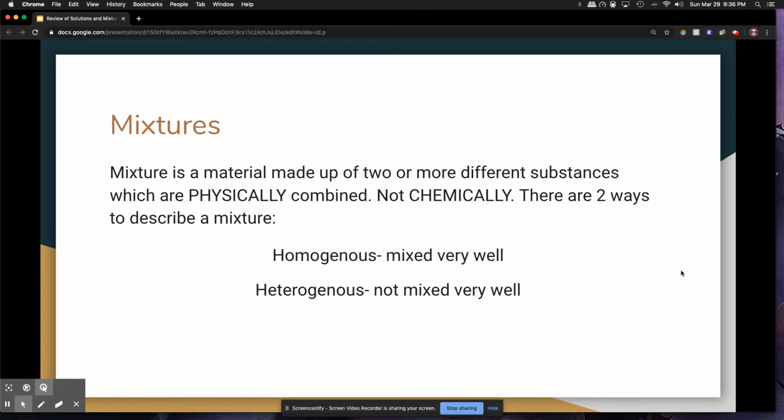Now contrast that to heterogeneous, meaning that it's not mixed very well. So you can actually see there are separate large groups throughout the material. So think of salads. You can see the material not being quite dispersed. You might have some lettuce piled in one area while your croutons and cheese could be in a different area. It's still a mixture, it's just not mixed very well.